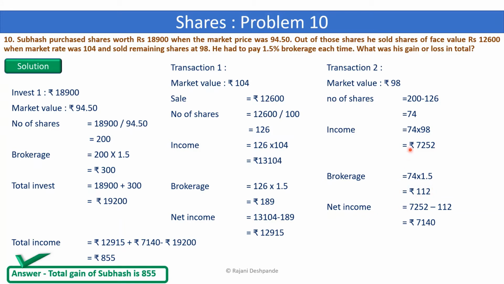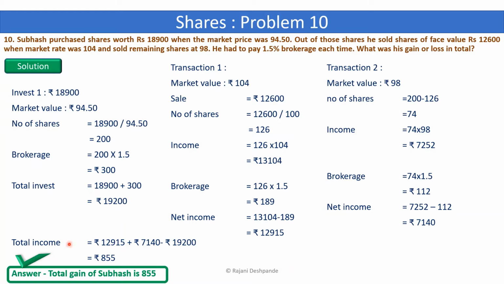So he gets 7,252 after selling 74 shares at 98 rupees, but he has to pay a brokerage of 112 rupees. So we have to minus that. So he gets an income of 7,140.